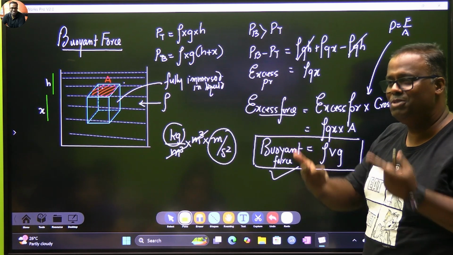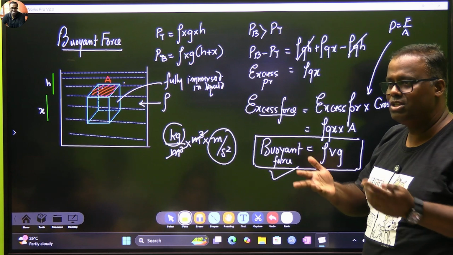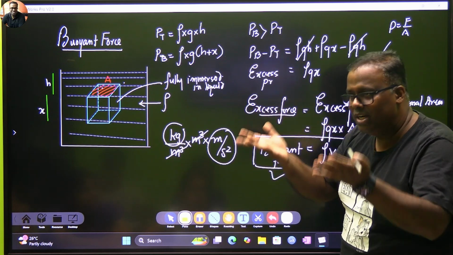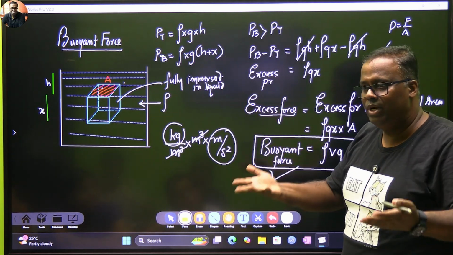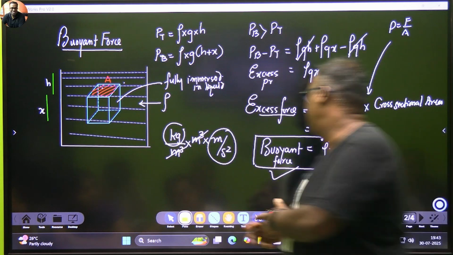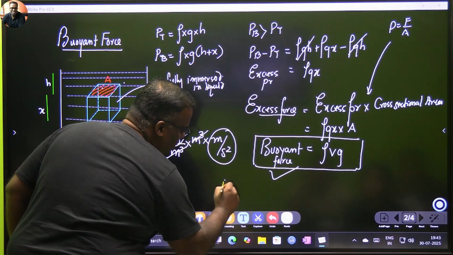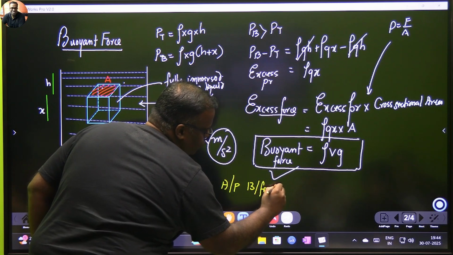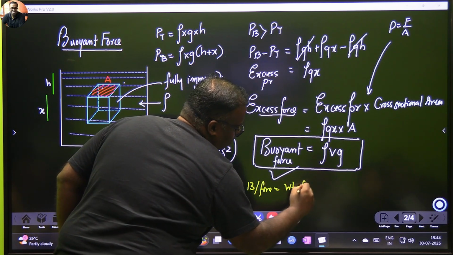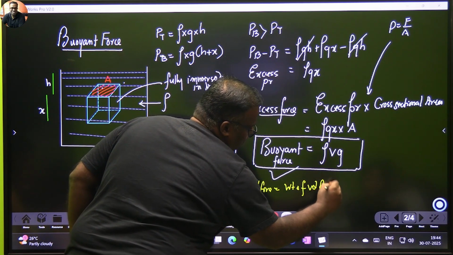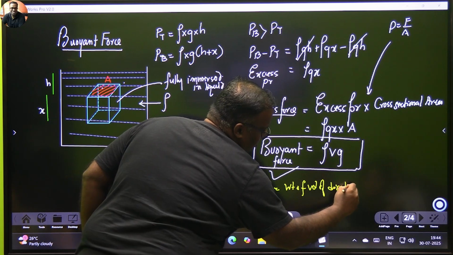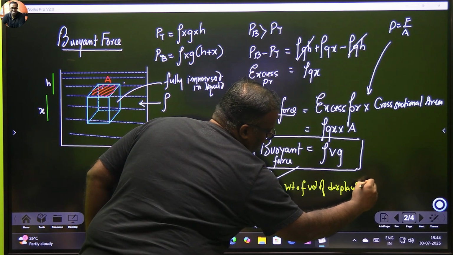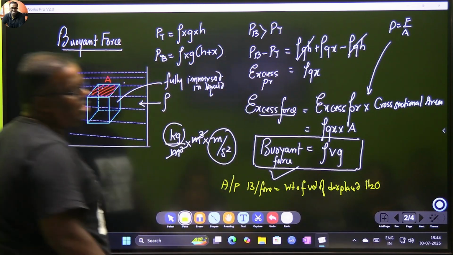What does Archimedes principle tell you? Buoyant force is equal to the weight of the volume of fluid displaced. As per Archimedes principle, what should the buoyant force be? It should be equal to the weight of the volume of displaced water. Or not, I'm saying water, it can be any fluid also.